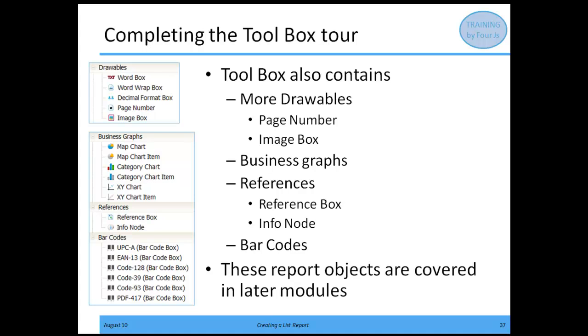A few more drawables that are inside of that toolbox. We have a page number. That's, of course, going to put out the page number. We have an image box, and that's where you can go and specify the path to an image to include in your report. There's a series of business graphs that you can drag and drop onto a report. We have a special module that talks explicitly about working with charts and graphs. We have reference nodes that you can add. We're going to talk more about the reference box and the info node when we go into the module on page headers and page footers.